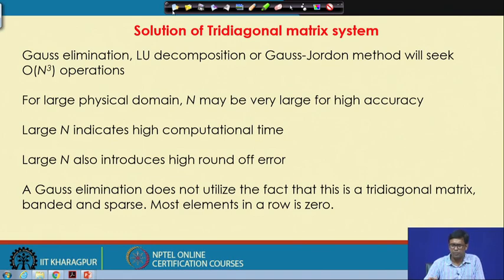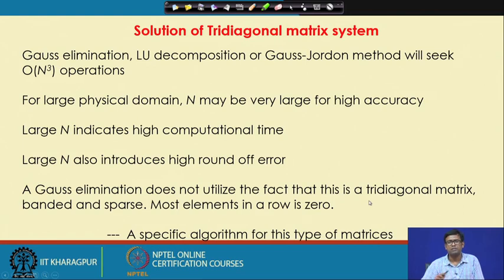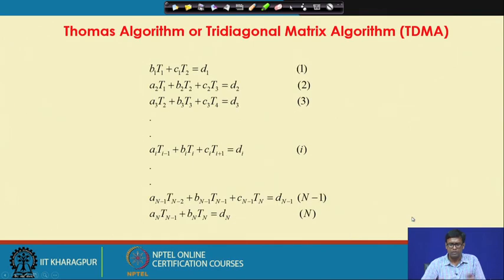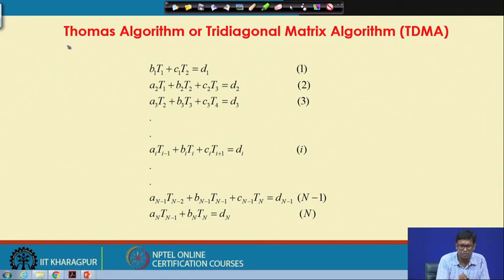So, these few properties we can utilize and then have a specific algorithm for this type of matrices, and this algorithm is known as the tridiagonal matrix algorithm or TDMA. This is also known as the Thomas algorithm, because there was a mathematician named Thomas who proposed this algorithm.